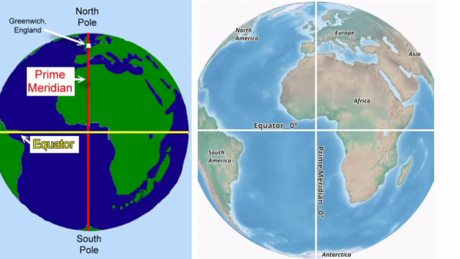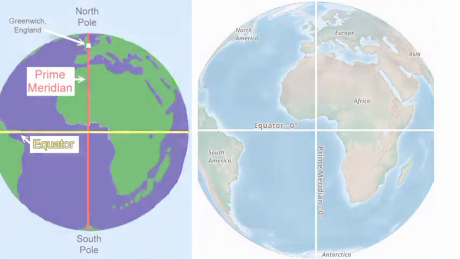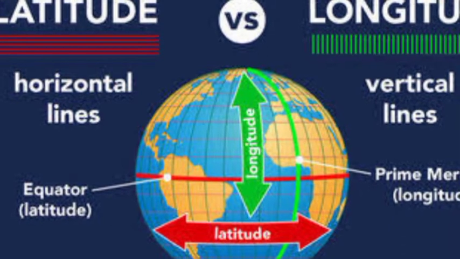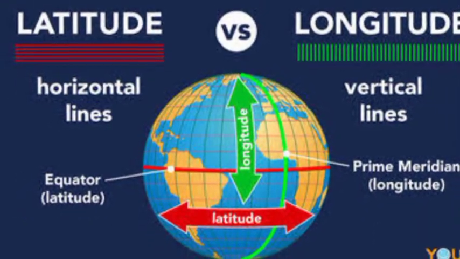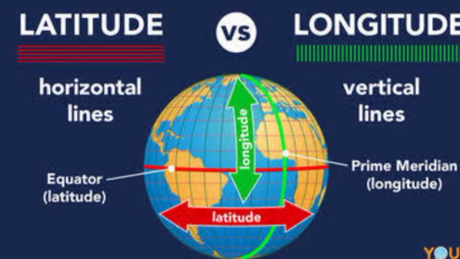Next, the question is, what is a great circle? A great circle is any line that divides the Earth into two equal hemispheres. Also, the center of the great circle is also the center of the Earth. Next, we'll be looking at differences between longitude and latitude.